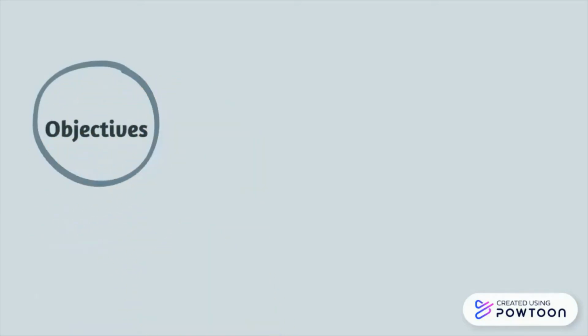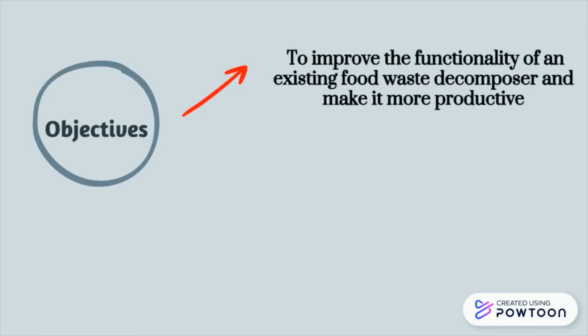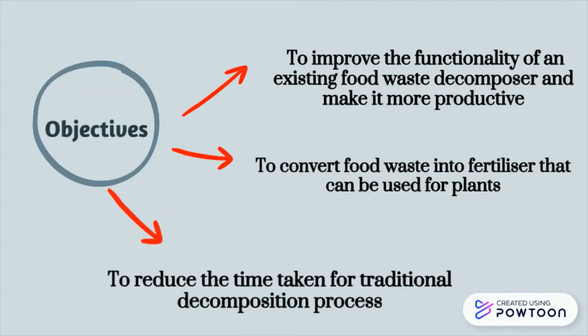Now, let's have a look at the objectives of this project. First is to improve the functionality of an existing food waste decomposer and make it more productive. Secondly, to convert food waste into fertilizers that can be used for plants. Last but not least, to reduce the time taken for the traditional decomposition process.